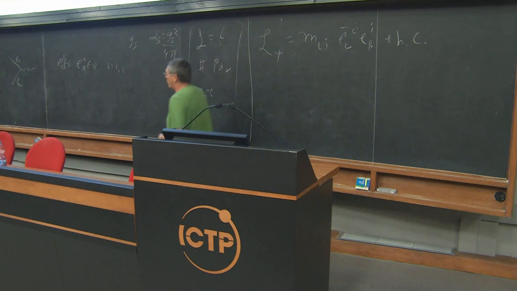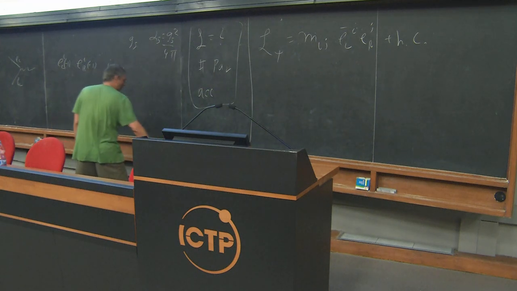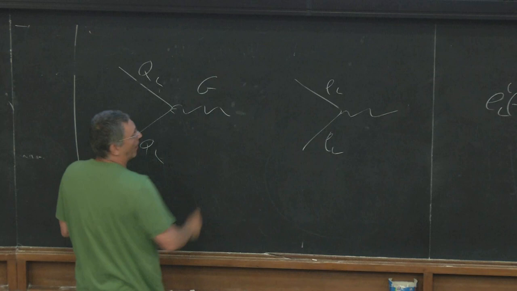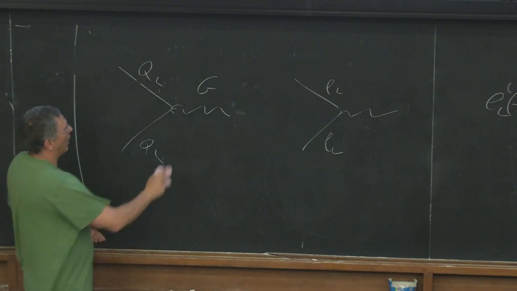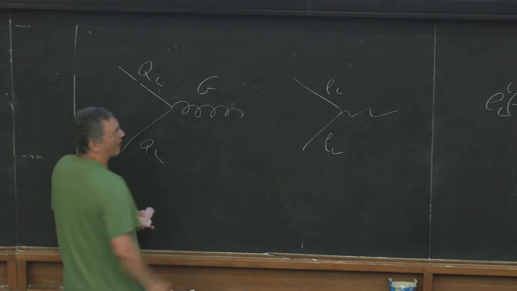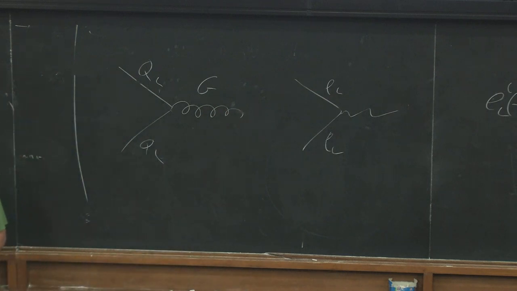What are the Feynman rules? So the Feynman rules are basically the same as we have here. And instead of e, I put here a Q, Q left, say. And instead of the photon, I put a gluon. And here comes a very big difference. I don't know why, but the gluon is like this. Very nice, huh? And now it's very different, right?